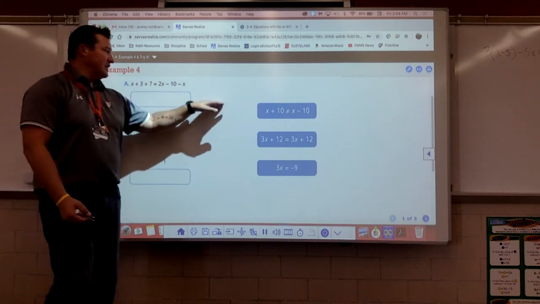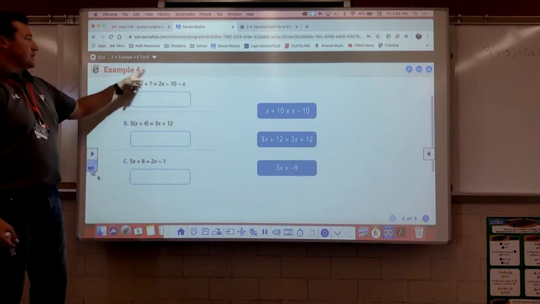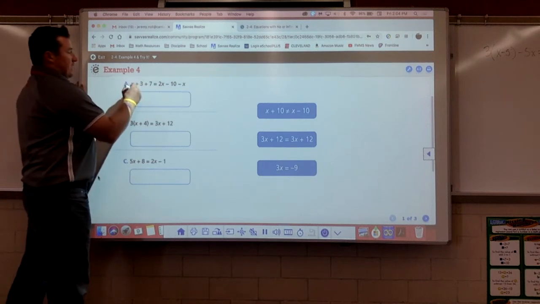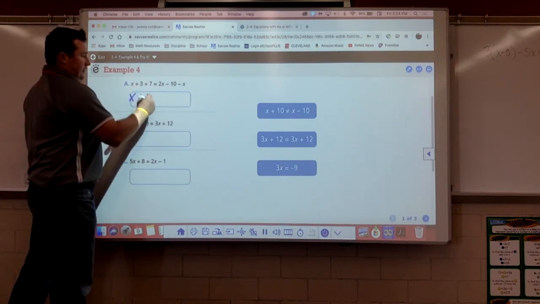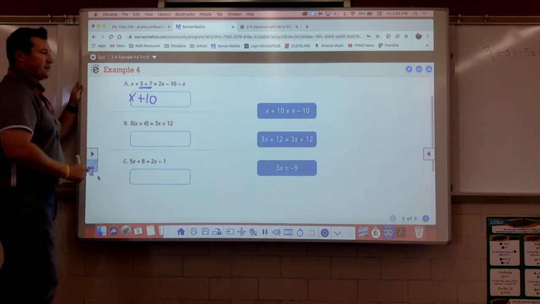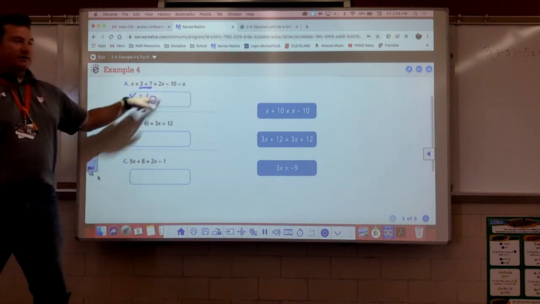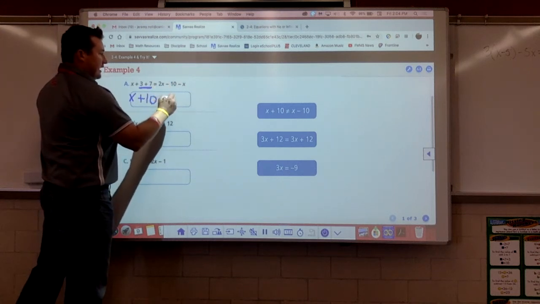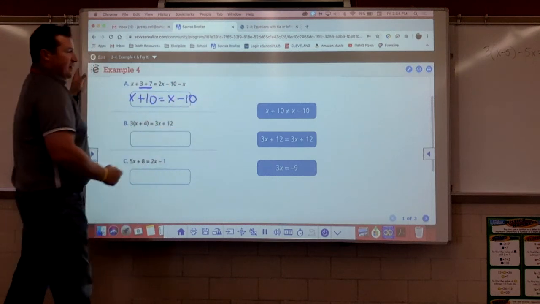Yeah, we can, but we need to figure out first, guys, what does all this turn into? So this turns into x plus 10, right? I just combined these here. Combine your x's over here: 2x minus 1x, that's x. And this is minus 10.